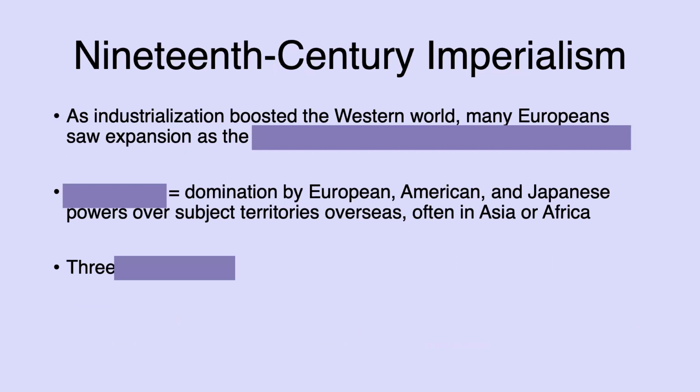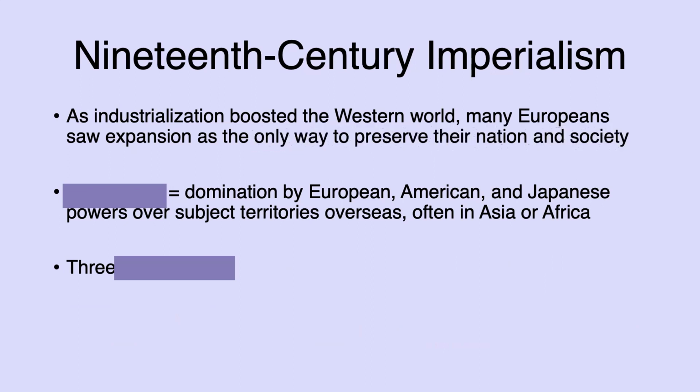So, as this instability is happening in Asia, in the East, industrialization is booming in the Western world. Many Europeans see expansion as the only way to preserve their nation and their society. So that takes the form of imperialism. And imperialism is really defined as the domination by European, American, or Japanese powers over subject territories overseas. Now, this is often in Asia or Africa.